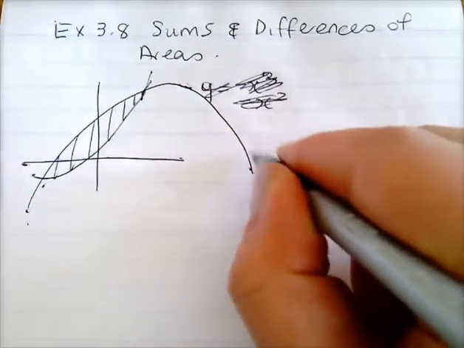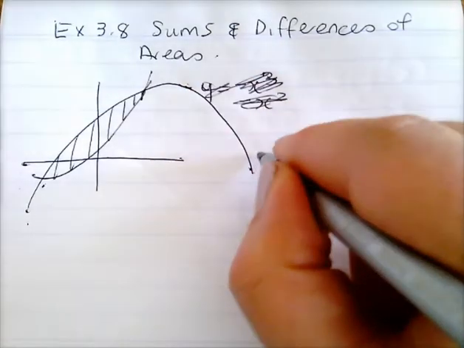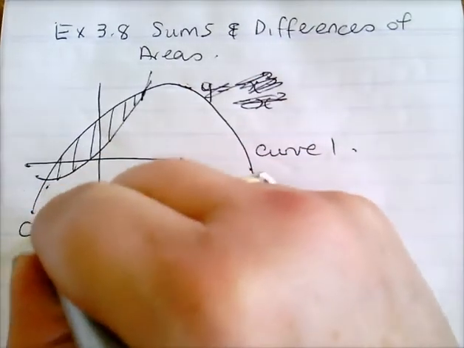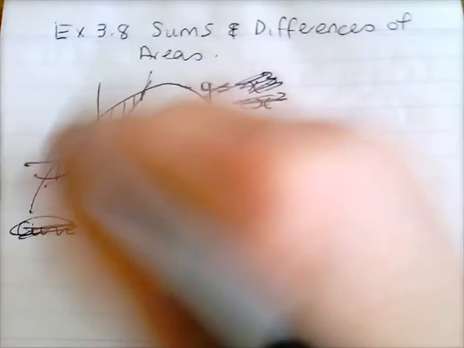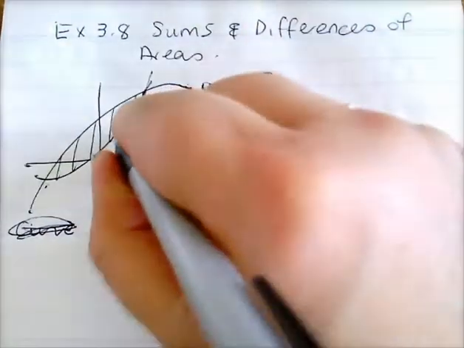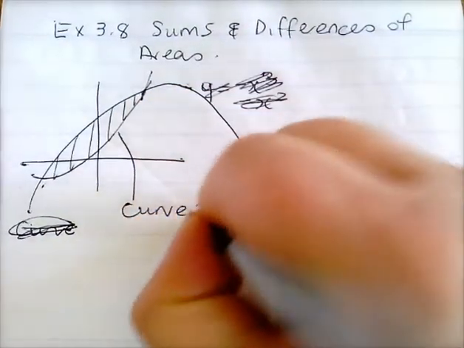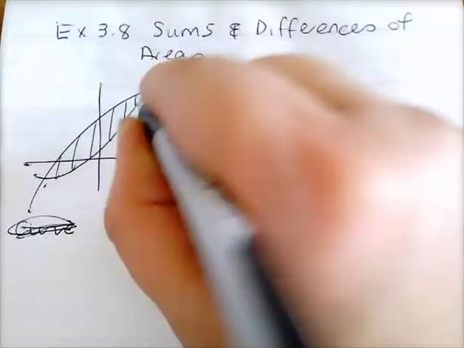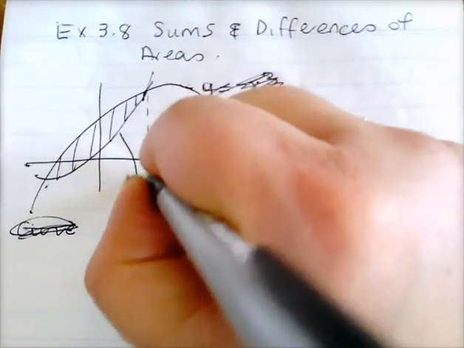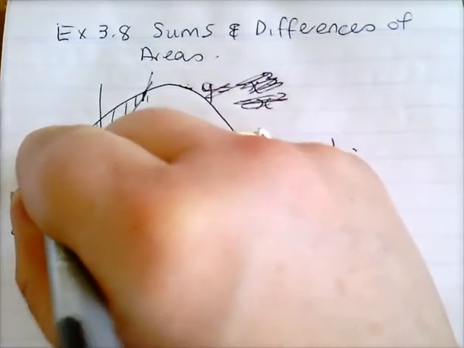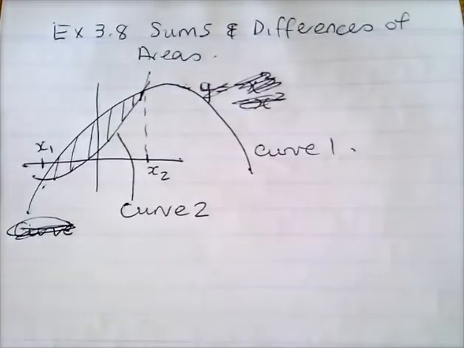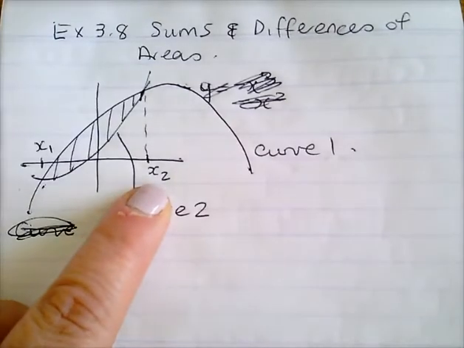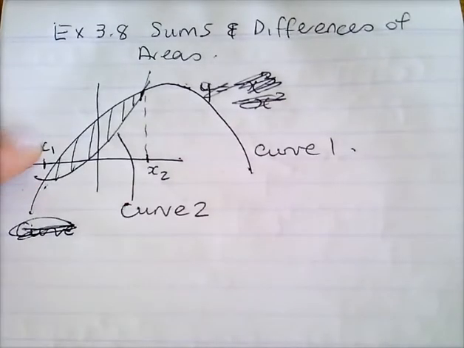I'll call this curve 1. Curve 1 is the concave down one. Curve 2 is the concave up one. To find the area bound by those two curves, you'll need to know the x values. I'm going to call this x sub 2, and this is x sub 1.